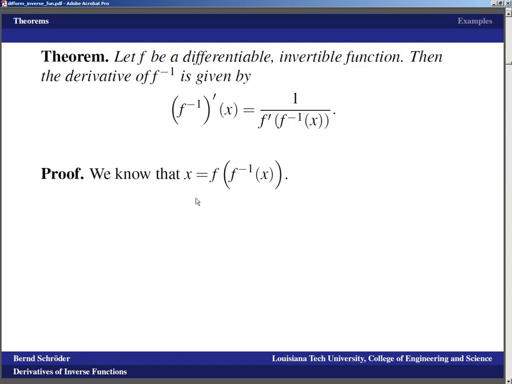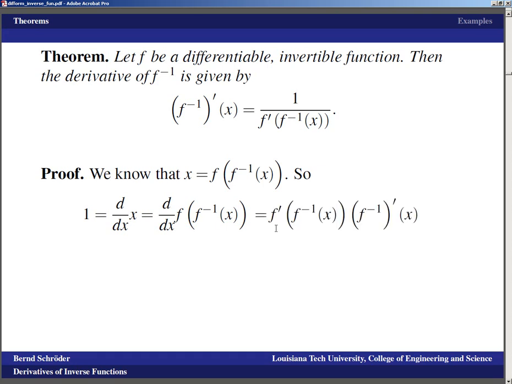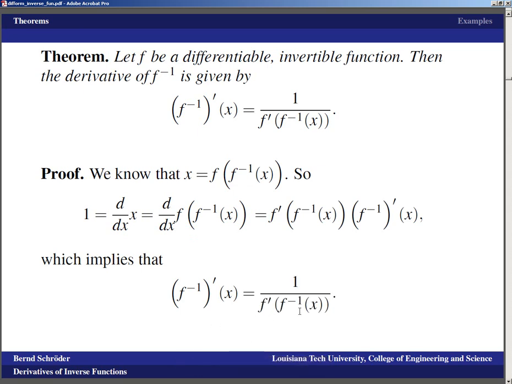So we know that x is f of f inverse of x, because if you plug the inverse into the function, you just get back what you started with. So take the derivative on both sides, you get 1 is the derivative of x, is the derivative of f of f inverse of x, is equal to f prime of f inverse of x times f inverse prime of x, just by the chain rule. And then we solve for f inverse prime, and we get that that's 1 over f prime of f inverse of x, because all that happens is we have to divide by this term here. Sorry, the highlighting really doesn't work too well in these PDFs. So that ought to be the theorem here.